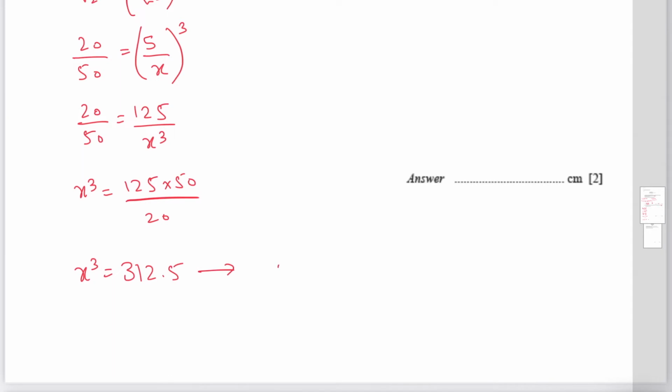So let's find the cube root of this. So x comes out to be 6.79 centimeters. That's the length of the spoon's handle, 6.79.